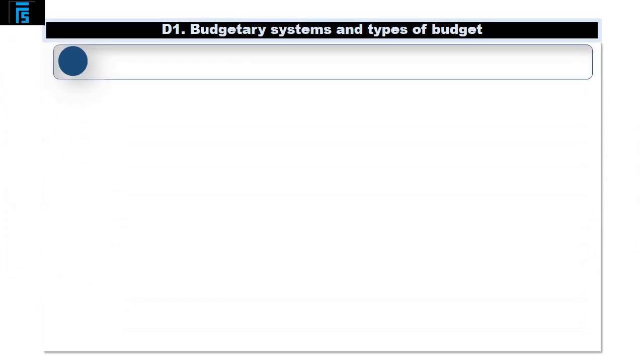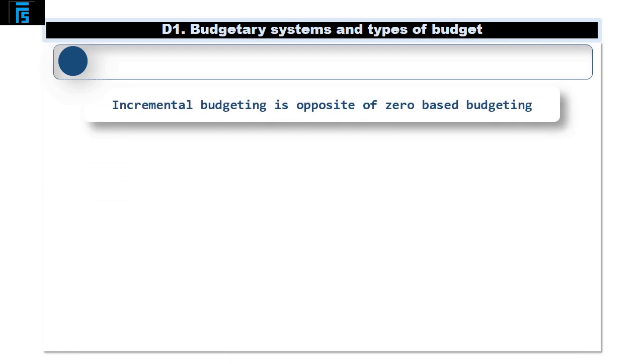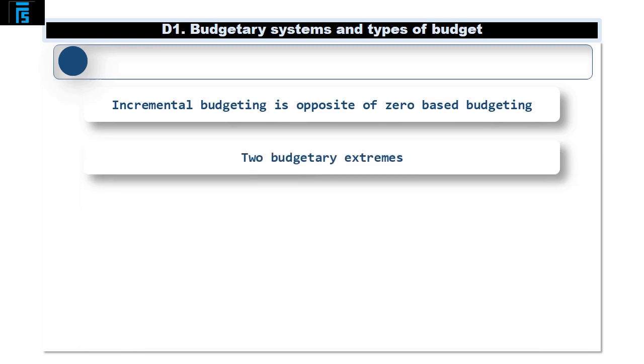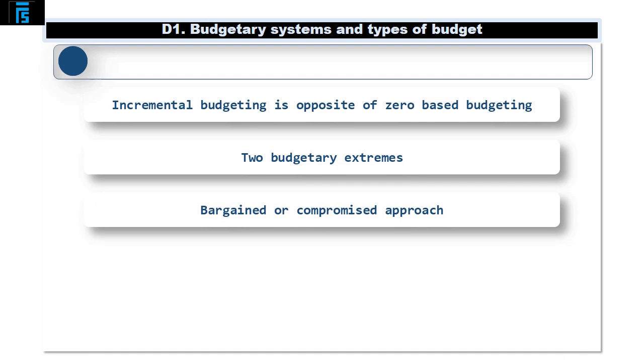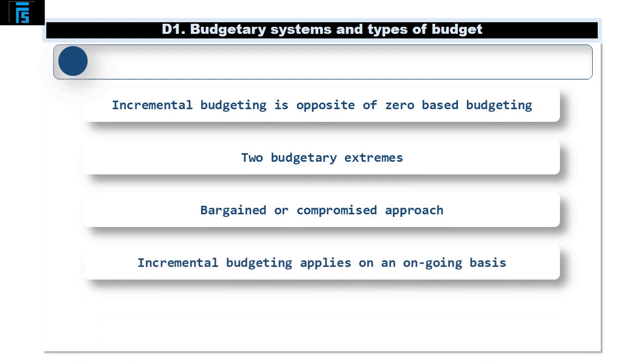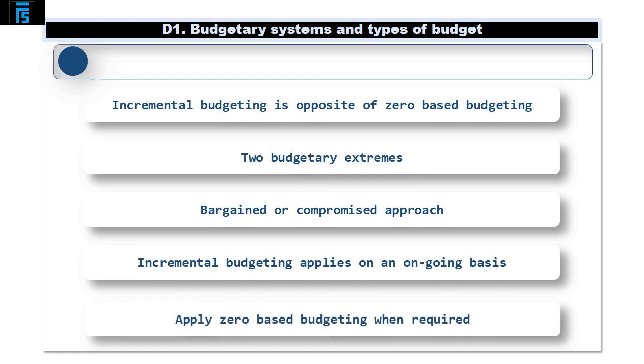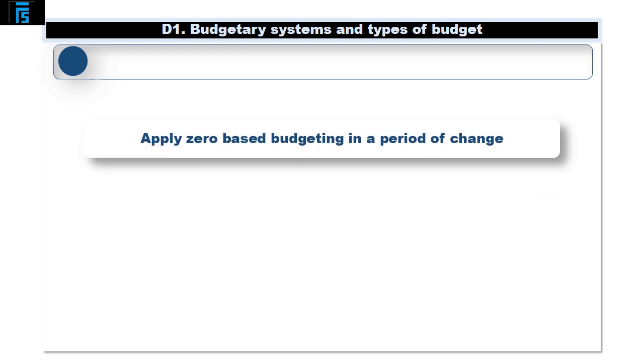The advantages and disadvantages of incremental budgeting are often the opposite to the advantages and disadvantages of zero-based budgeting. An organisation may be trying to decide which of the two budgetary systems to adopt. They could consider a bargained or compromised approach. Incremental budgeting could be used every year, and then zero-based budgeting applied in year 4 or year 5, or perhaps when the organisation undergoes some significant change.